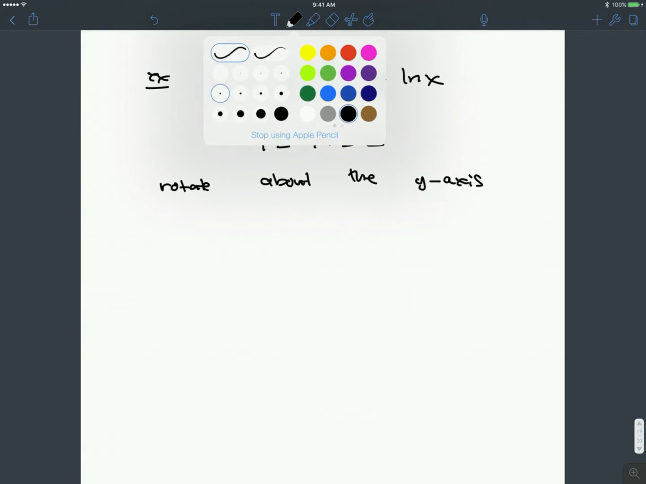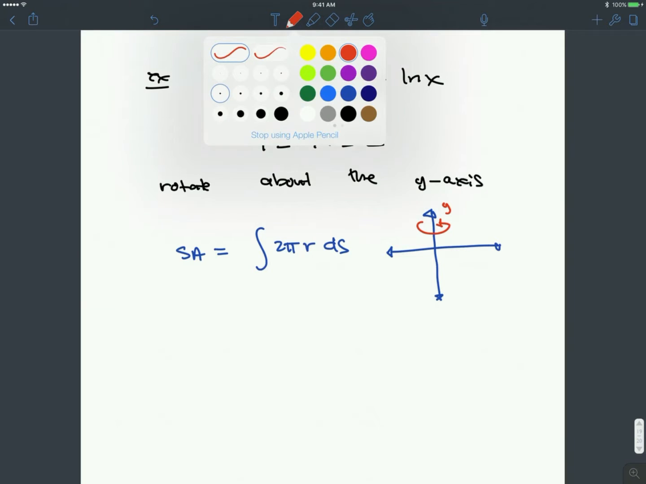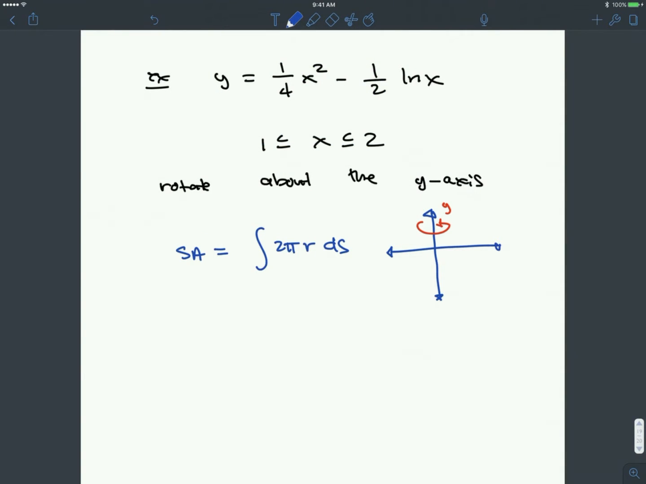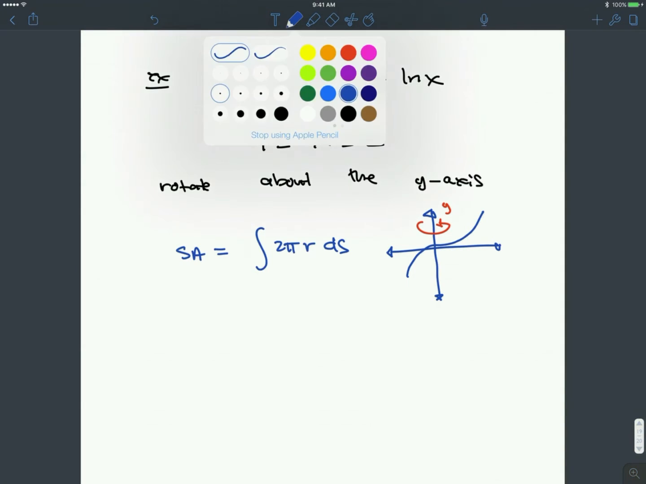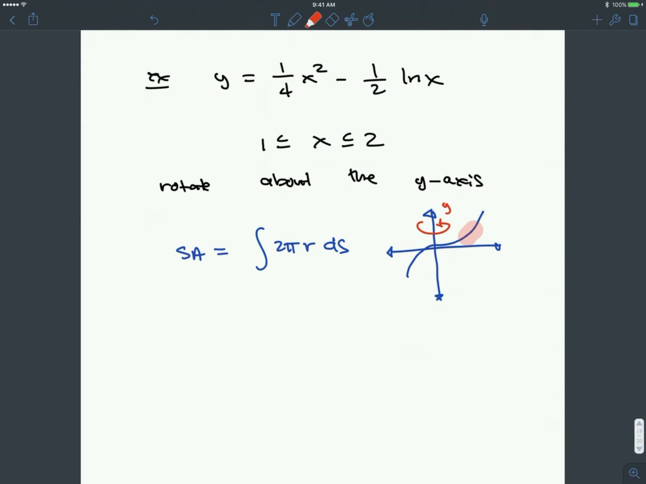So let's take a look at how we go about this. Our surface area, again, is the integral of 2 pi r ds. So if you remember, when we rotate any curve about the y-axis, right, here's my y-axis, we're going to rotate about this. We're going to get this strip here that creates our rubber band. There's a little strip. We need that ds.